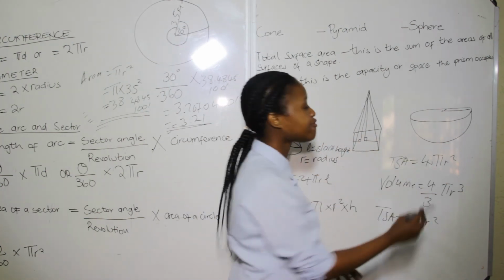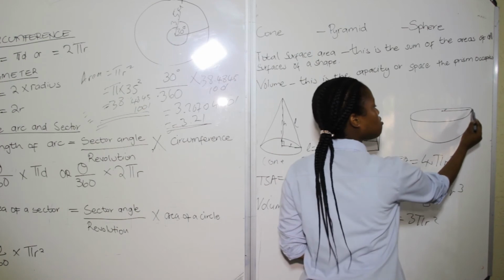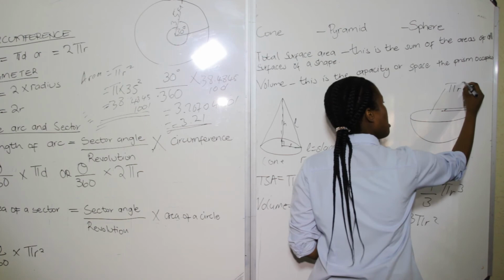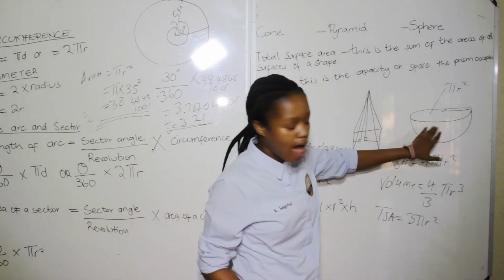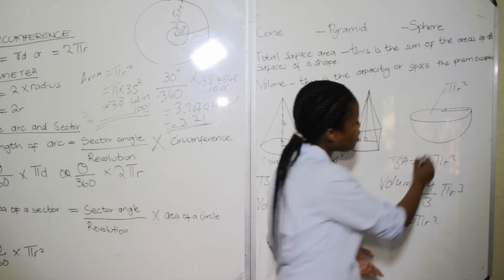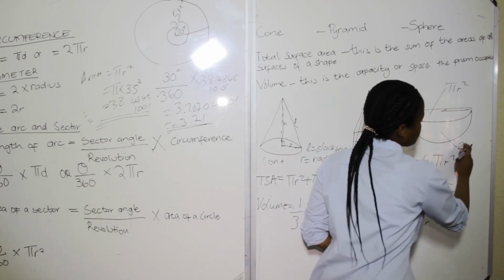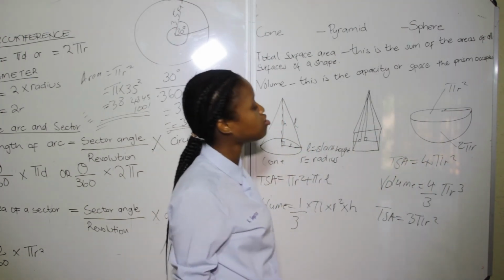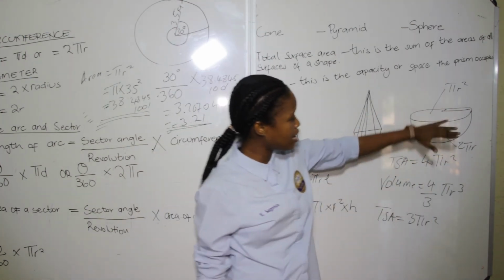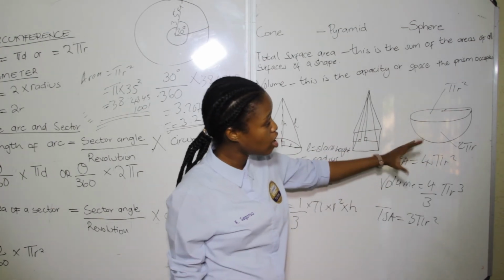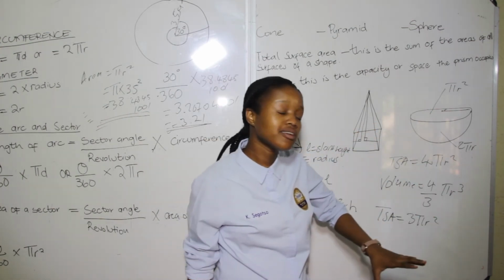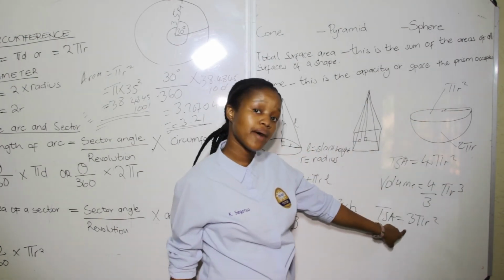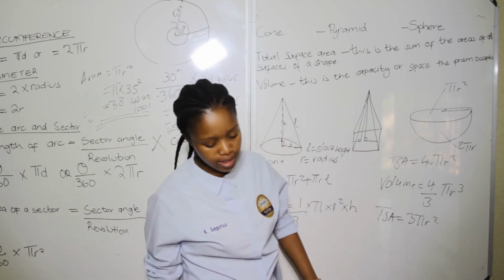Remember, a hemisphere is made up of this circle that is on top. How do we calculate the area of a circle? It's pi r squared. And the curved surface area we calculated as 2 pi r squared. Look at how a hemisphere is made up. When you calculate the total surface area, it's going to be this plus this, which gives you 3 pi r squared. I hope you get that.